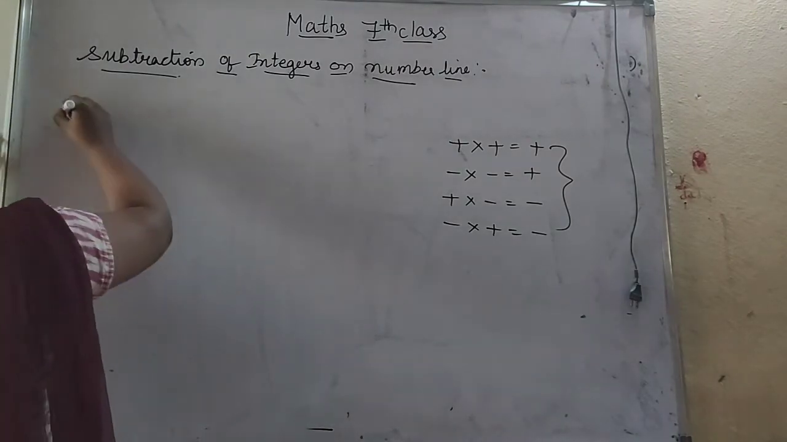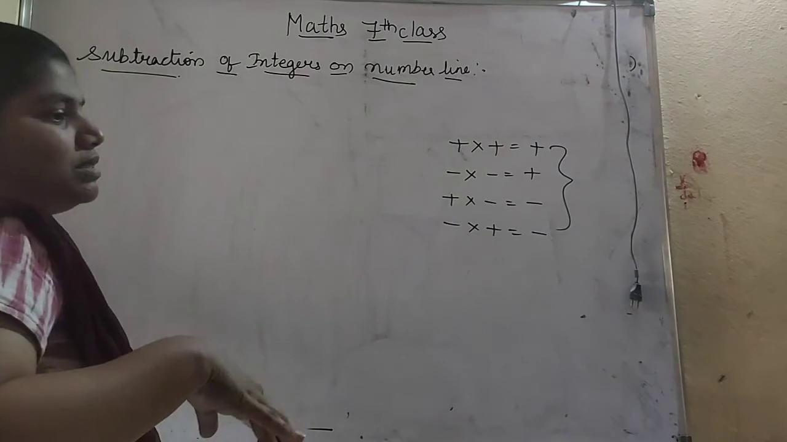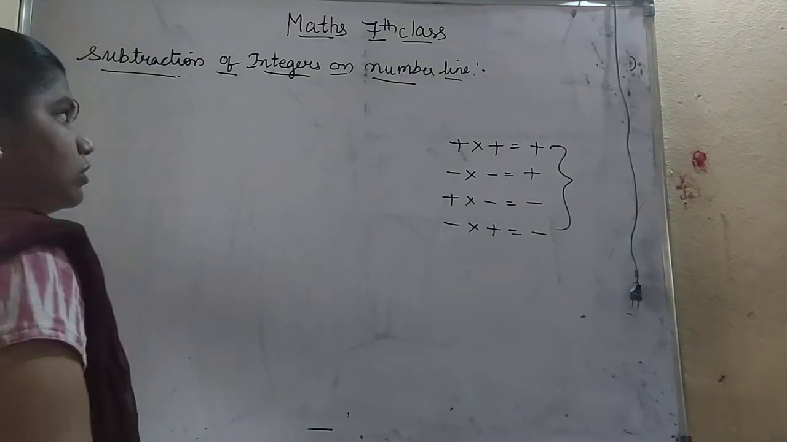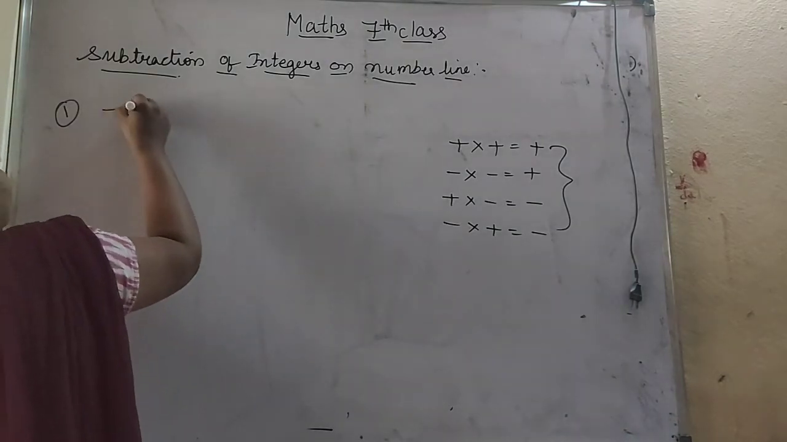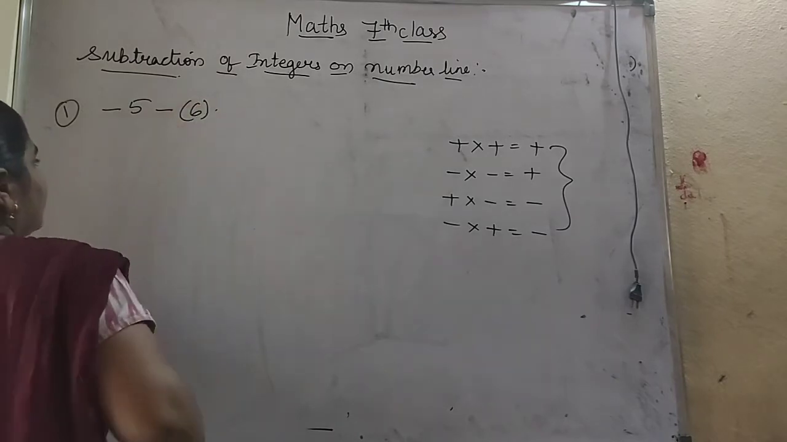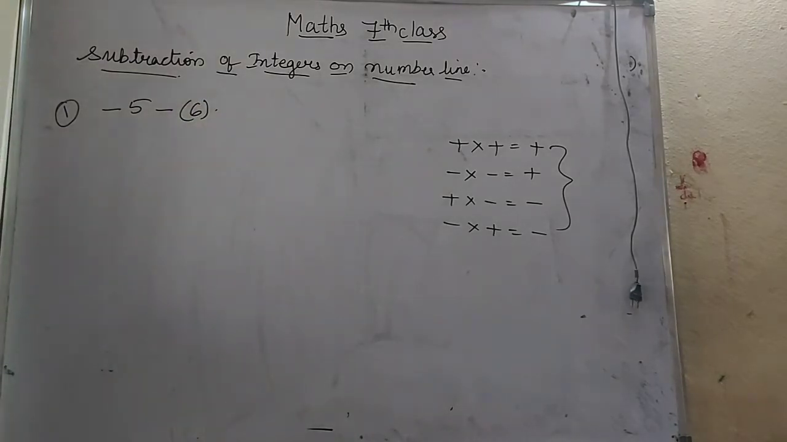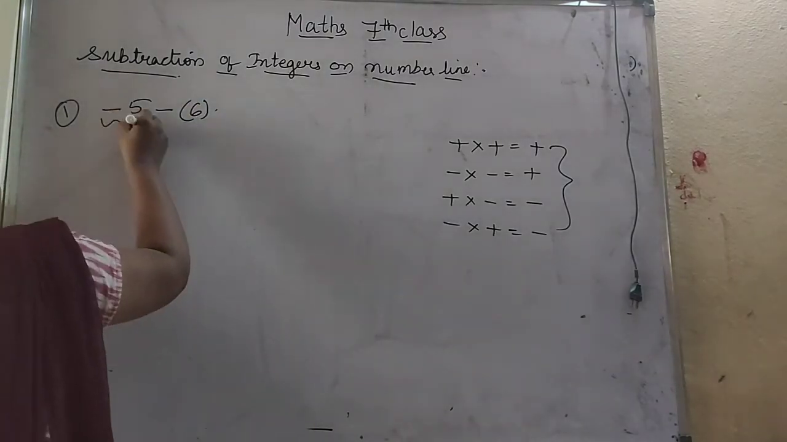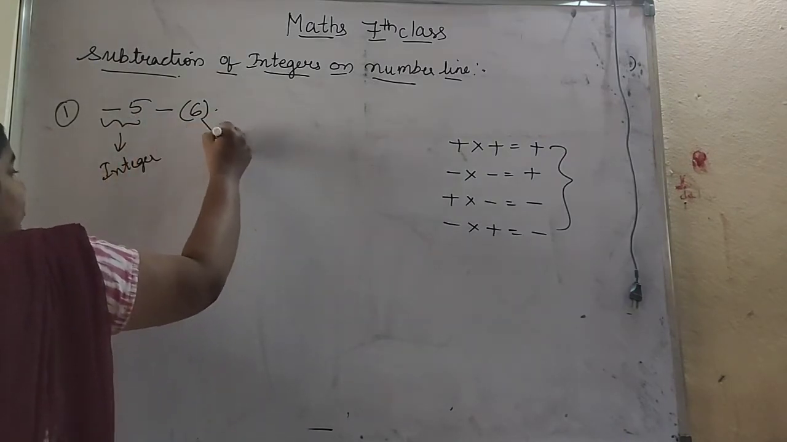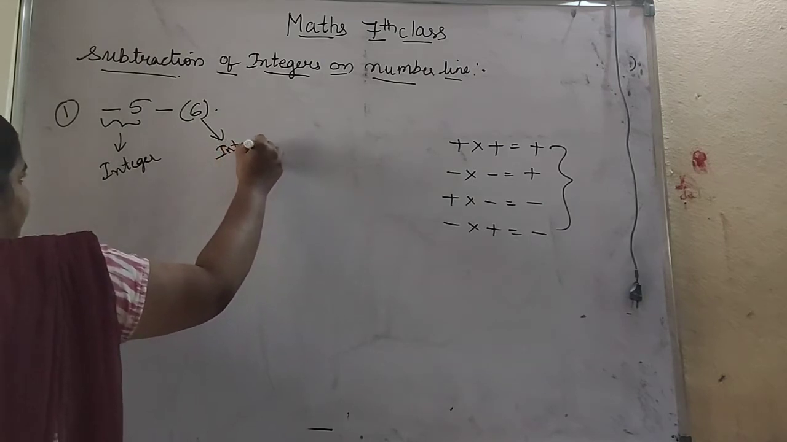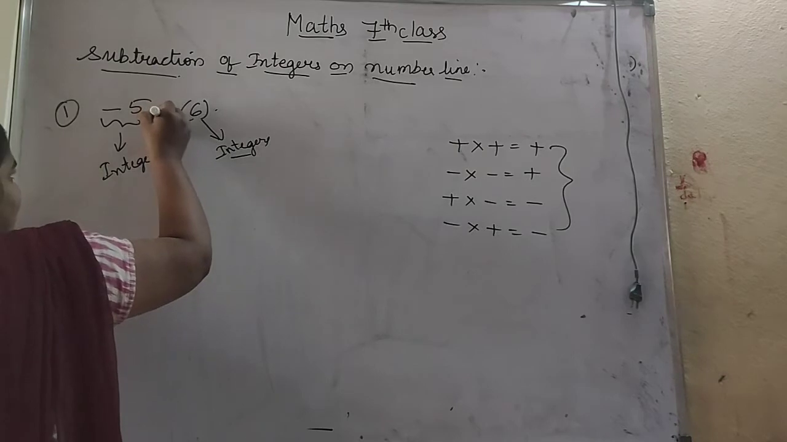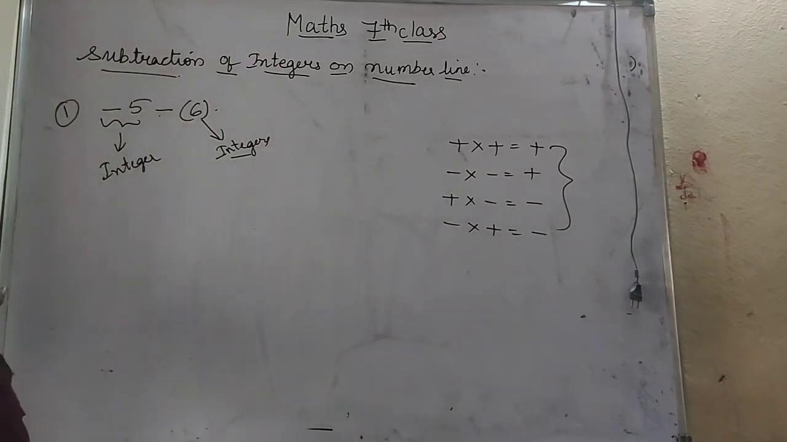So first example I will take. The method will be the same. How you are doing the addition, in the same way you are doing the subtraction also. So here I am taking minus 5 minus 6. Minus 5 is an integer, 6 is also an integer. These two integers we are subtracting here. So how to subtract that we will see.